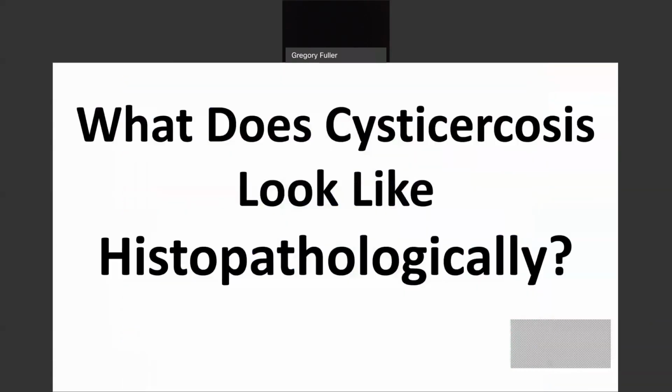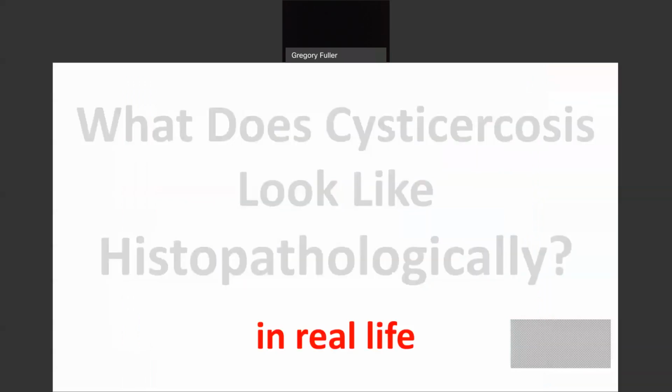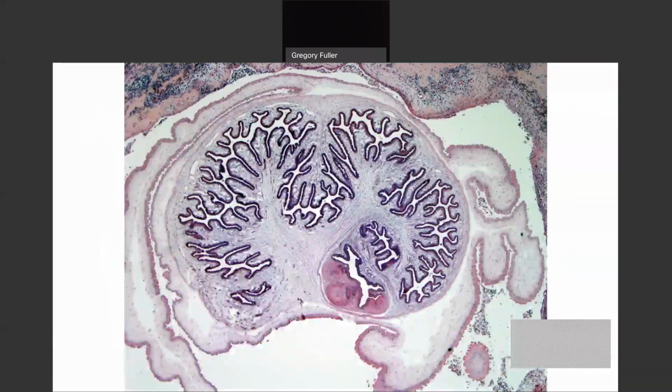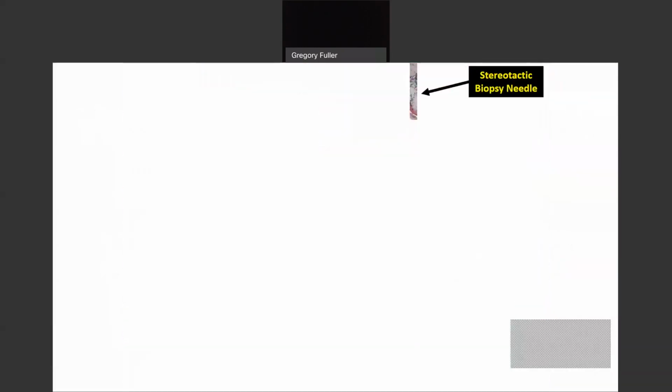Let's ask the question again. What does cysticercosis look like histopathologically in real life? What you're going to get, not the 1% of the time, the 99% of the time, it's not going to be this. It's going to be this, but there's the stereotactic biopsy needle. That's what you get.